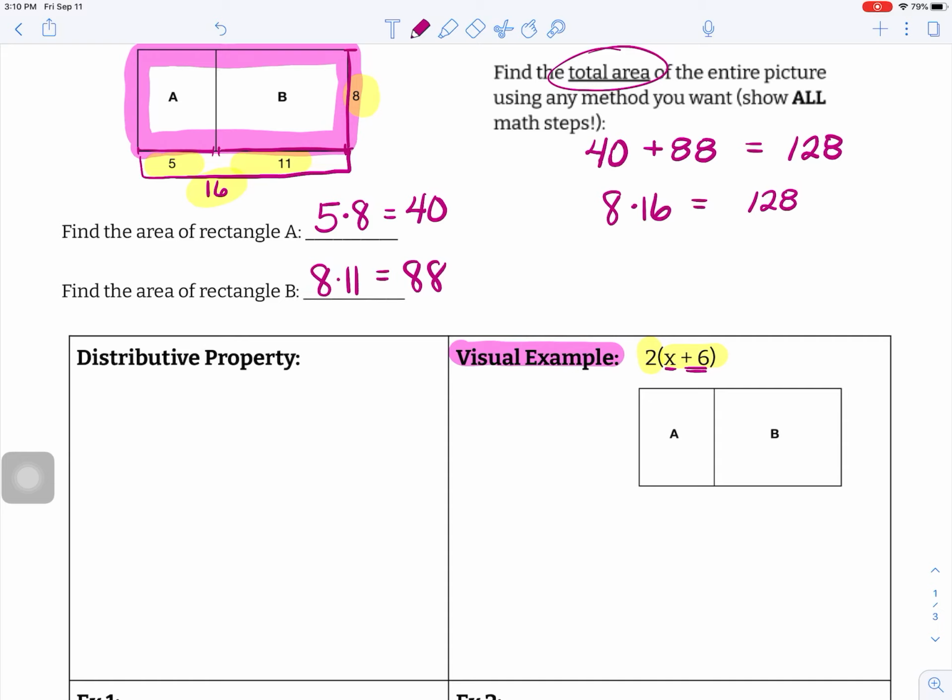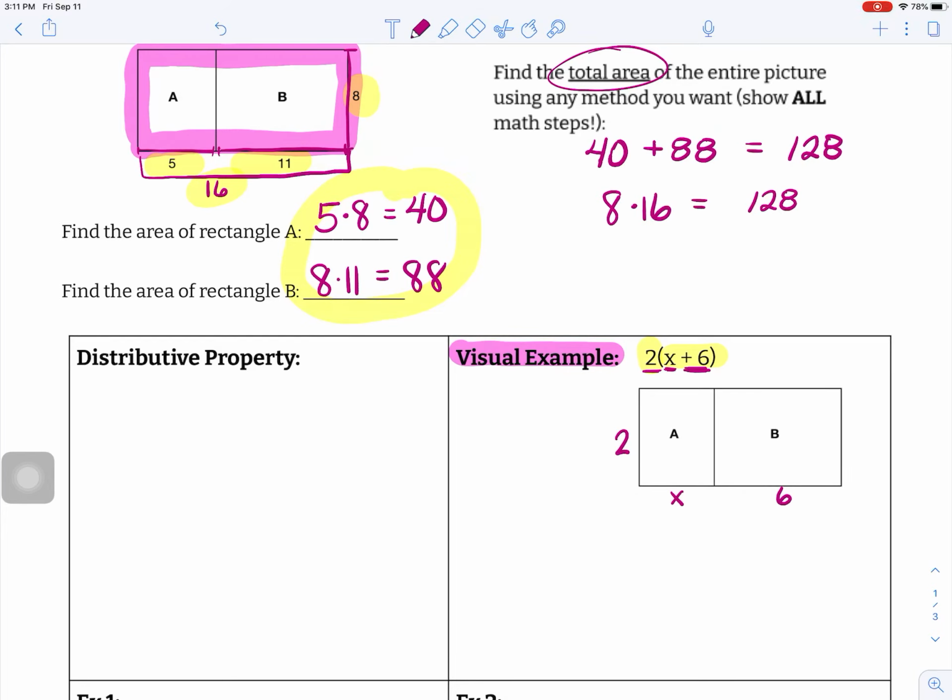Okay, so I'm going to set it up this way. I'm going to pretend that this 2 is like that 8 in the previous example. And so that's going to be the height of my rectangle. And then here I've got the first part of that bottom side, and then I've got a positive 6. So unlike that pink rectangle above, I can't just say x plus 6 is 16, for example, because we don't know what x is.